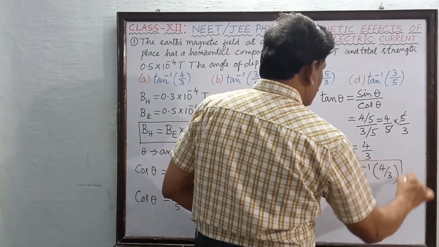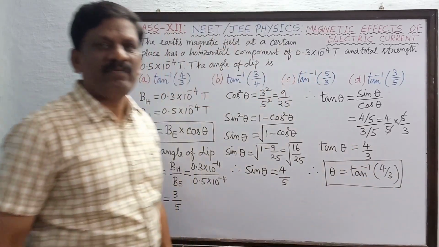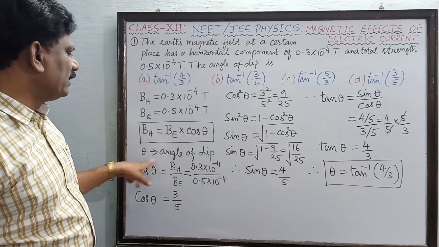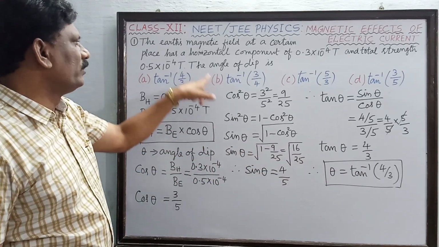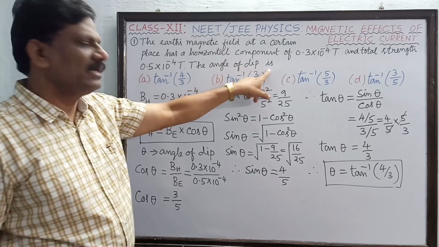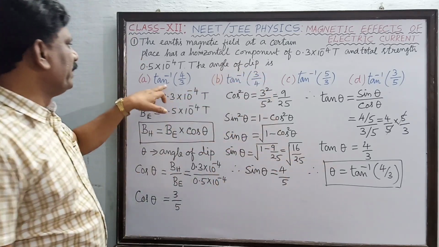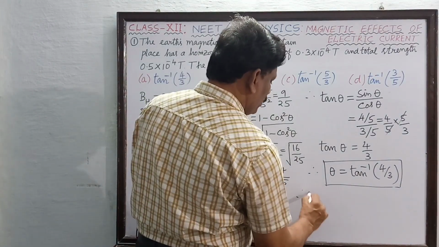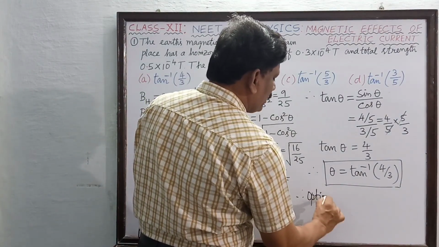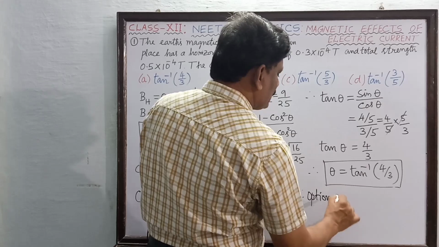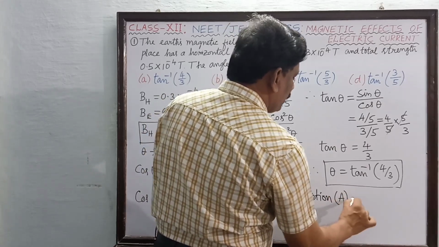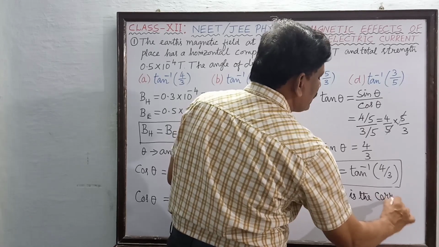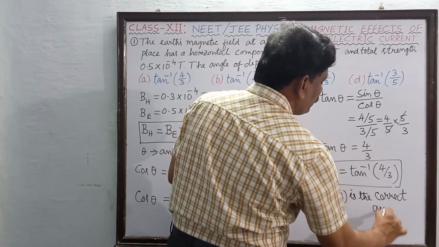So this is the required answer. We have got the angle of dip. Theta represents the angle of dip, and that only is asked. The angle of dip is tan inverse of 4 by 3. Option A itself is the right answer. Which option is tan inverse of 4 by 3? That is option A. Therefore, option A is the correct answer.